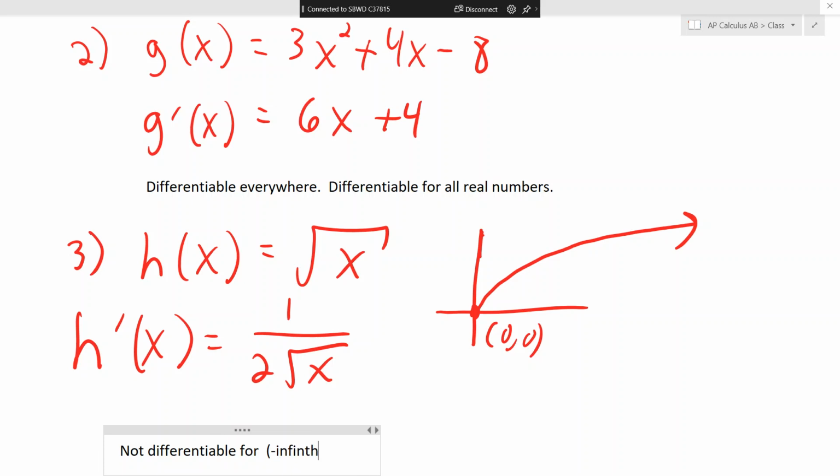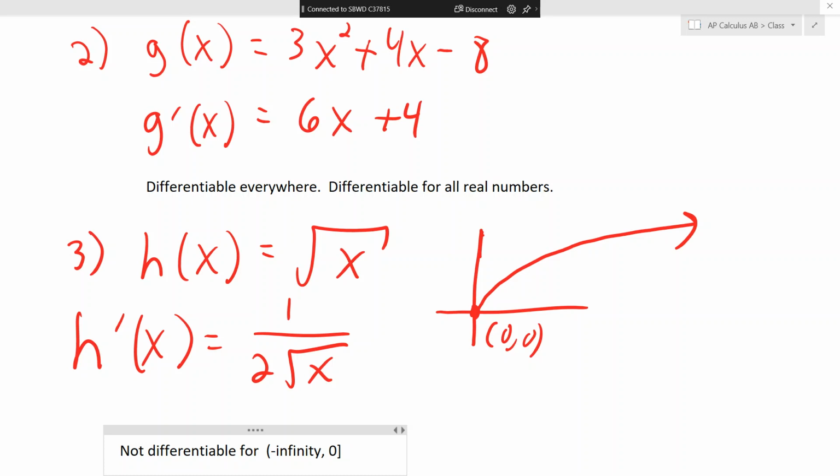So this thing is not differentiable for parentheses, really, negative infinity. You can do the symbol. Infinity to 0 with a bracket because we can't include 0. Easy enough. What? The bracket means all negative numbers and 0 too. Oh, okay. Okay, it means include it.